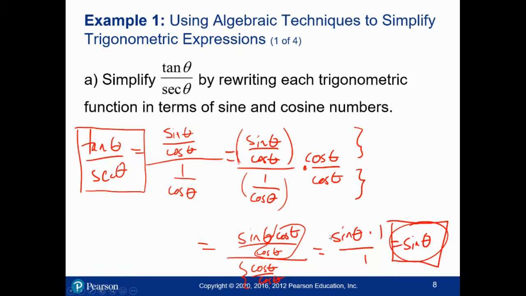Okay, so we've determined a new trigonometric identity. Tangent theta over secant theta is always equal to sine of theta, provided both sides exist.